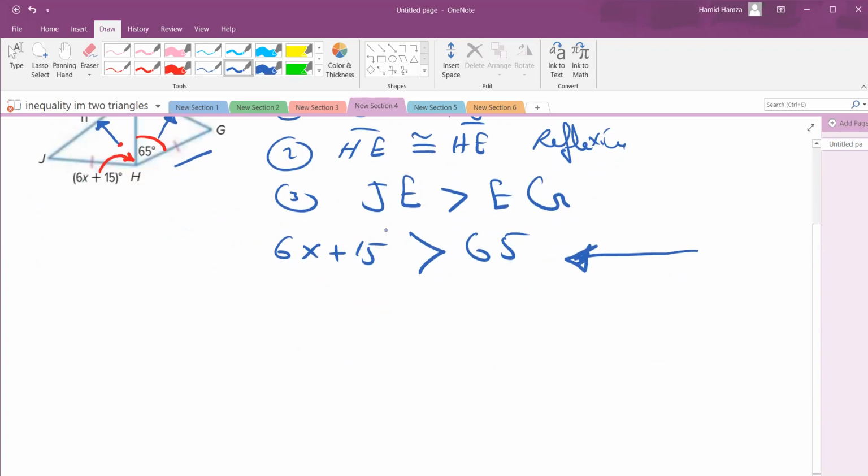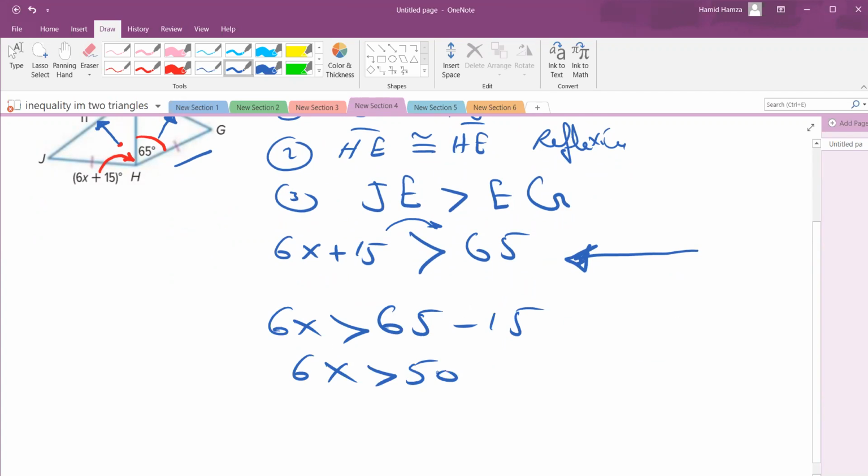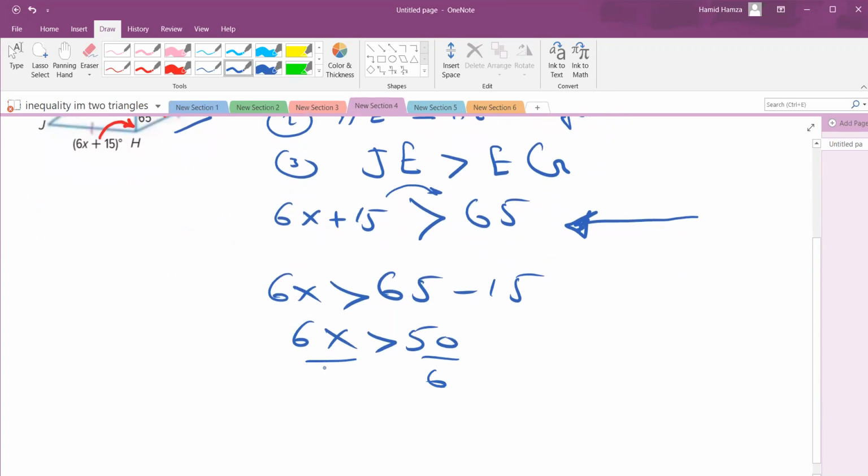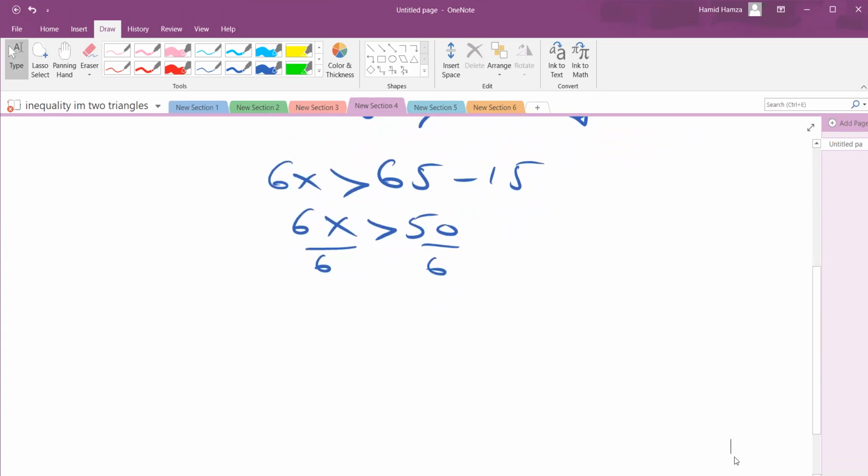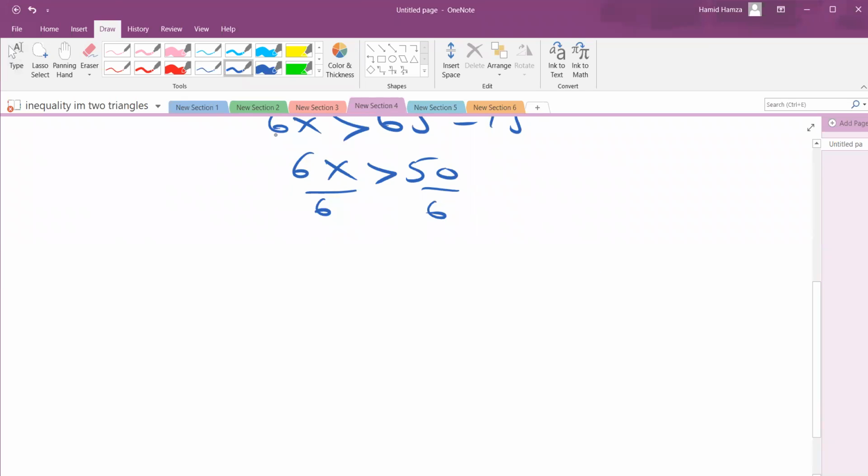Let's solve it. Take 15 to the other side. So it will be 6x greater than 65 minus 15. Answer: 6x greater than 50, divided by 6 on both sides. And 6 is positive. When we deal with inequality, if you divide or multiply by a negative number, you must flip the sign of the inequality. But because 6 is positive, I'll keep it. So x greater than 50 over 6, we can cancel, will be 25 over 3.